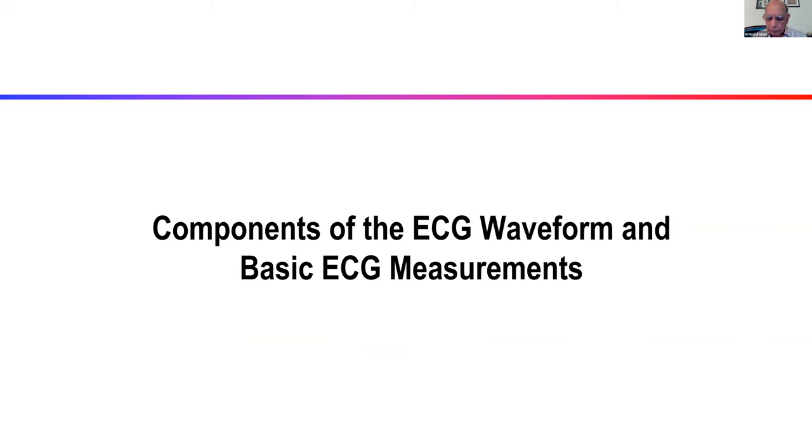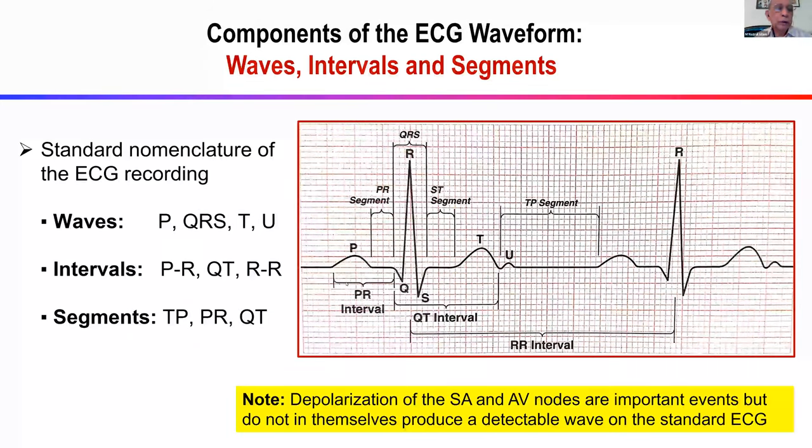So, with this physiological aspect, let us see very quickly the different components of the ECG. In the standard ECG, we have waves, intervals and segments. We have 4 waves, 3 intervals, and 3 segments. The waves are P, QRS, T, and U; the intervals are PR, QT, and RR; and the segments are TP, PR, and QT. The depolarization of the SA node and AV node are important events, but do not themselves produce any detectable wave normally in the 12-lead ECG.